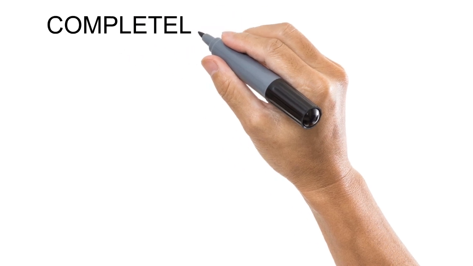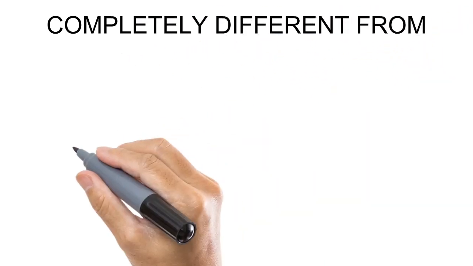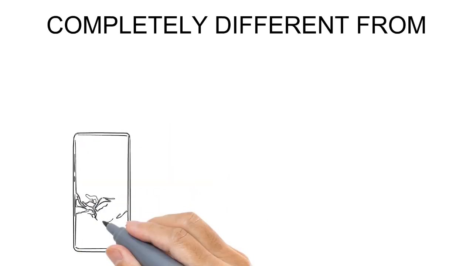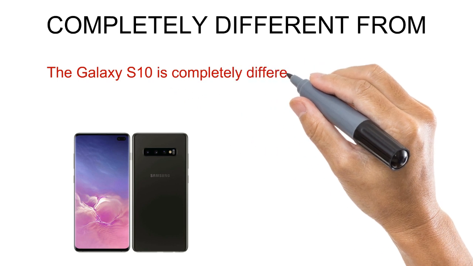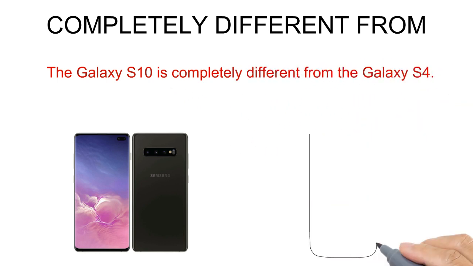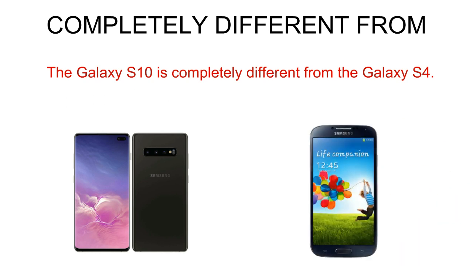However, if there's a big difference between two things, we use completely different from. For example, the Galaxy S10 is completely different from the Galaxy S4. As we can see, there's a big difference between these two mobile phones. So these were some useful expressions that you can use for comparing.